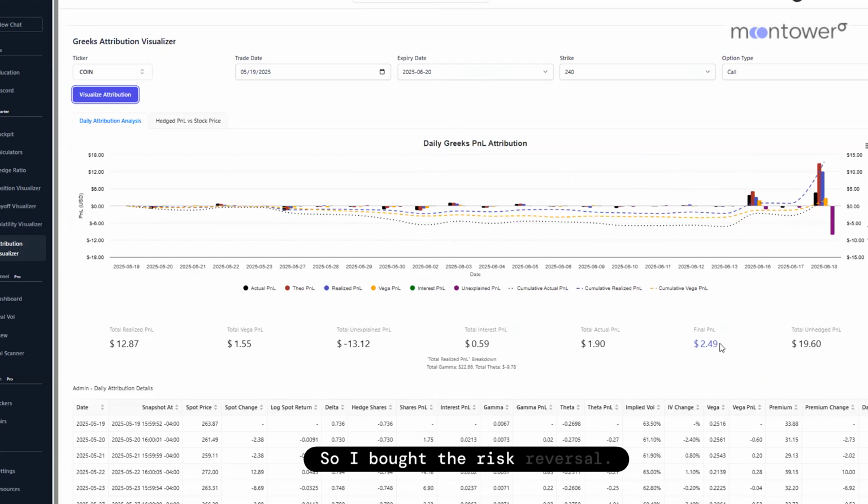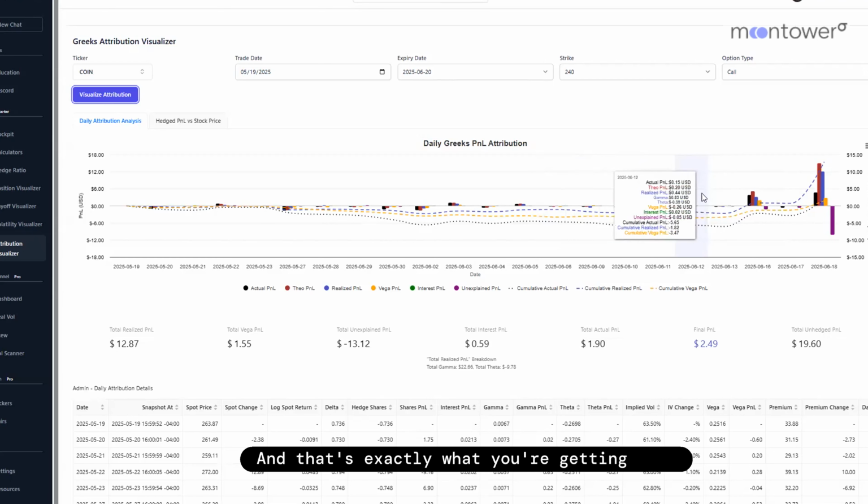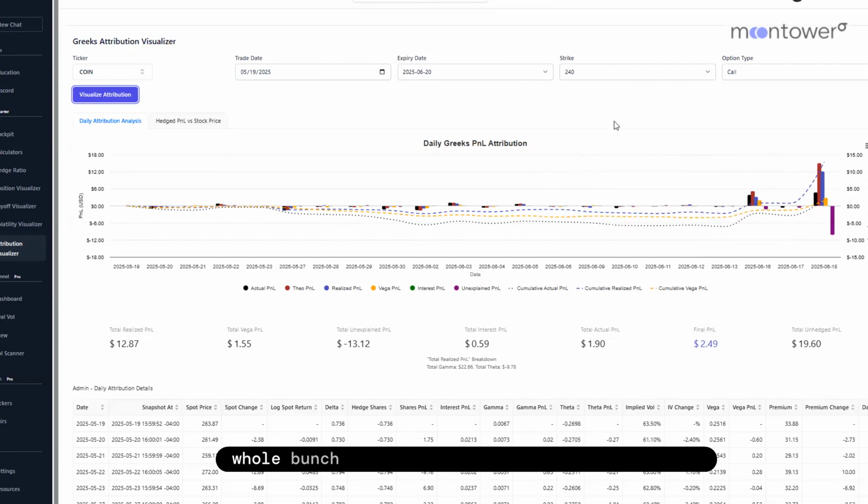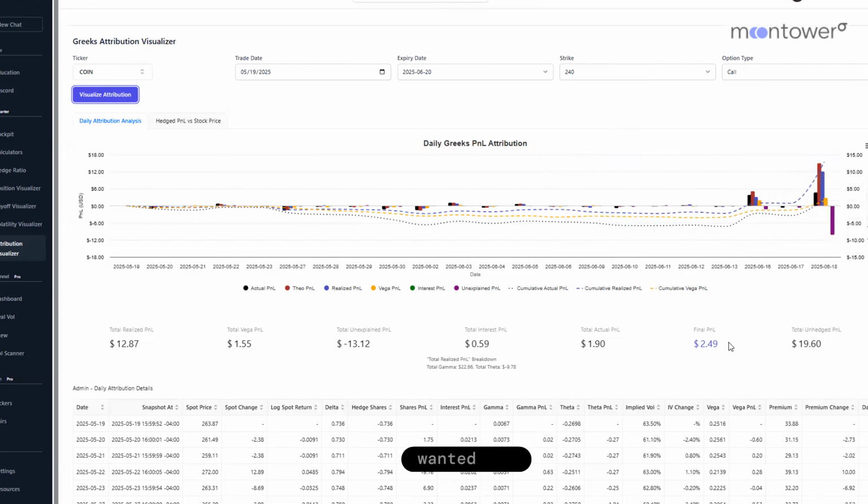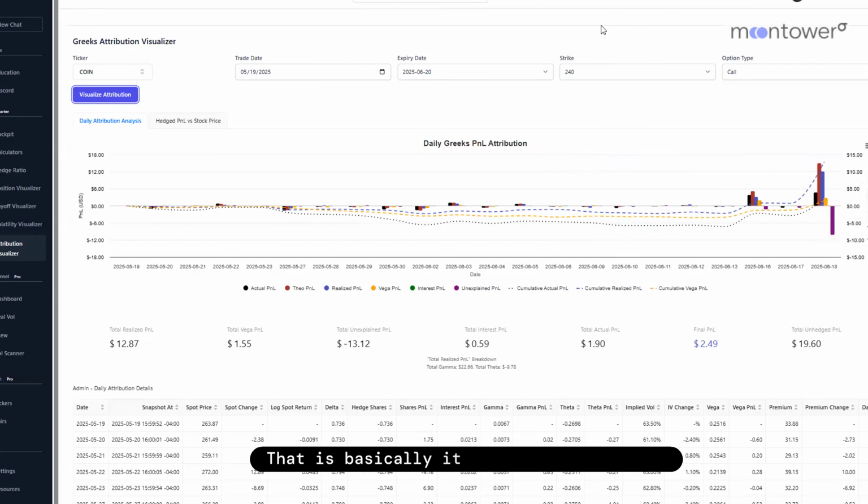So I bought the risk reversal: I bought the put, sold the call, bought the stock, and hedged the risk reversal every day. And that would tell you how you did on the hedged structure. So you just do one leg at a time, and that's exactly what you're getting here. We didn't build a UI to put in a whole bunch of options and simulate that, but that's how you could do it yourself if you wanted to. Okay, that is basically it on the new features.